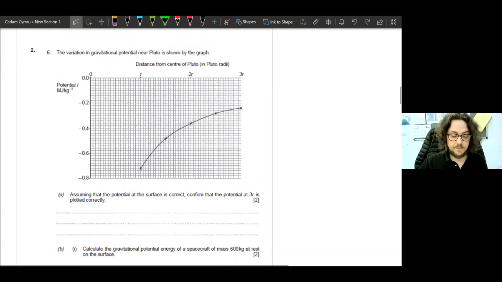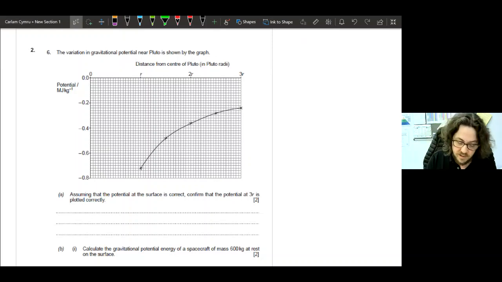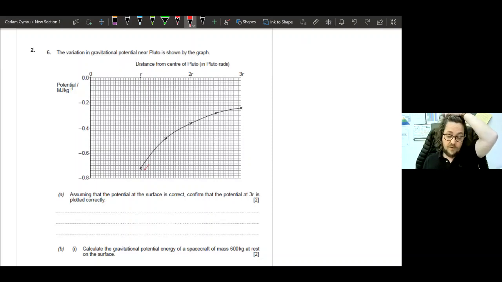Okay. So this next one here then, the variation in gravitational potential near Pluto is shown by the graph. We looked at one of these just now. I sketched an awful one for you. Assuming that the potential at the surface R is correct, we'll assume that this is correct. Confirm that the potential at 3R is plotted correctly.